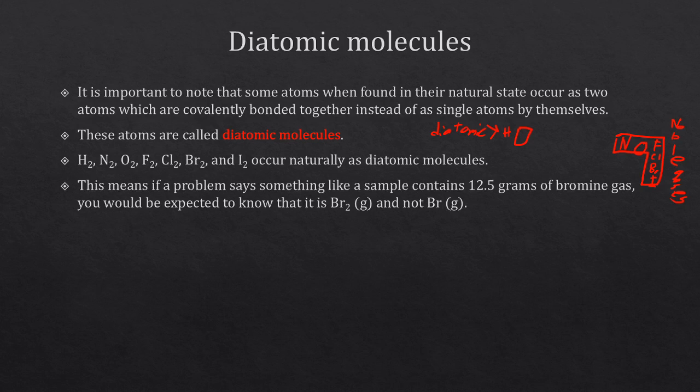So the reason this is relevant is it means if a problem says something like a sample contains 12.5 grams of bromine gas, I'm going to expect you to know that that is Br2 gas and not Br gas. So that's the very practical application of this. Two chapters from now, we're going to start doing a whole bunch of work with chemical formulas. And so you'll have problems like 12.5 grams of bromine gas reacts with so many grams of some other material. How much product do you make? You have to know that that bromine gas is Br2, not Br. So that's how it comes up.